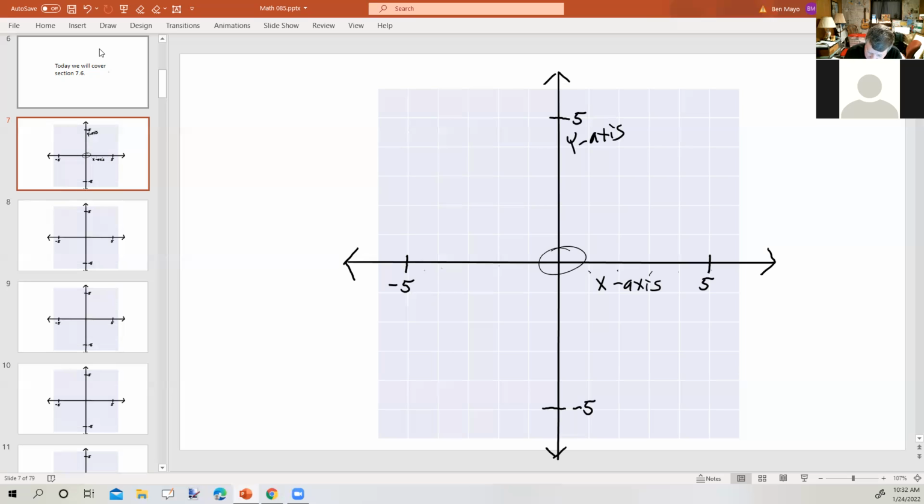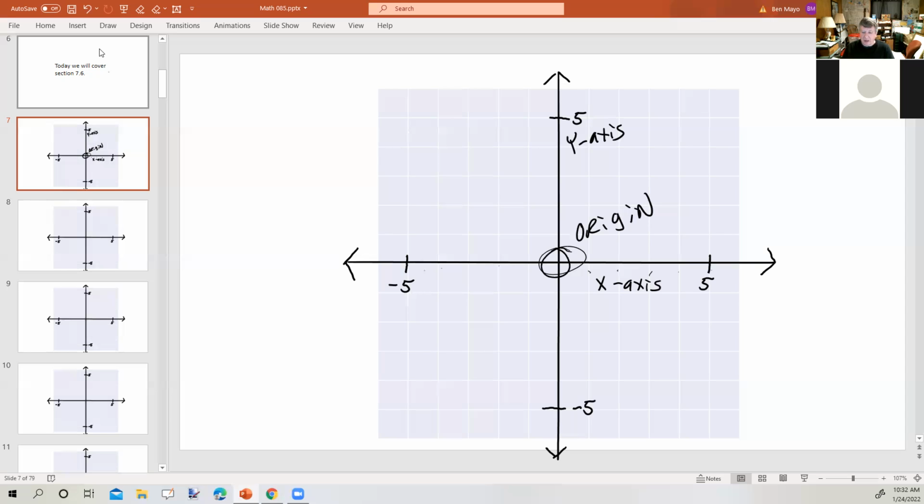The point where the x and the y-axis intersect is called the origin. All right. When we plot points or graph points, we start at the origin and count from there to calculate where to plot points.